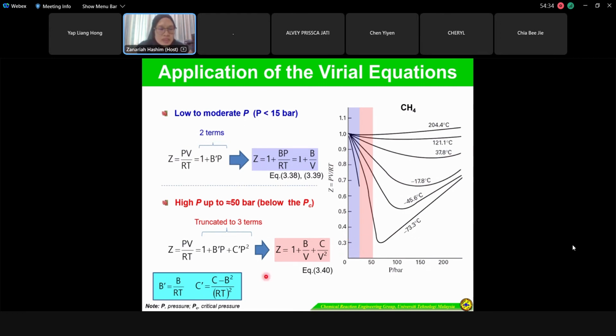Okay, so the 3-term virial equation is shown here. You can either write it in terms of B dash, C dash, or B and C. So the relation between B dash and B is this. B dash equals B over RT, and the C dash is this.